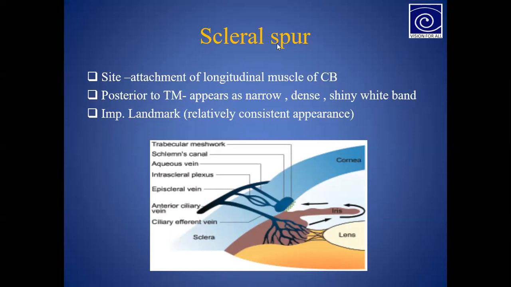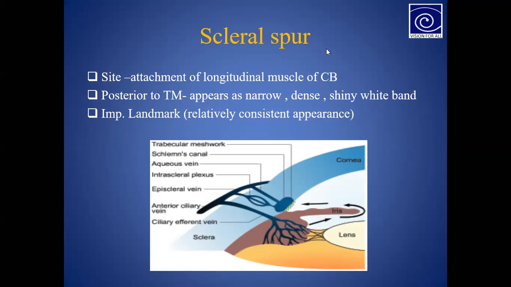Fine. So this scleral spur is just posterior to the trabecular meshwork, and it appears as a narrow, dense, and shiny whitish band. And the important landmark is that this will be consistent, the whitish shiny band will be present throughout. This whitish band will be there for the 360 degrees of the angle. Okay, so this scleral spur structure will be regular in pattern.